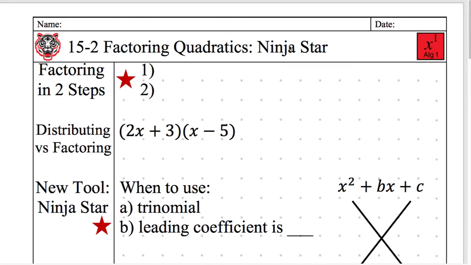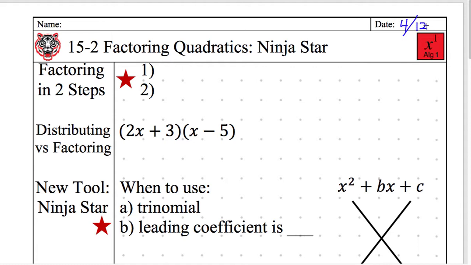All right, we are in Algebra 1, Lesson 15-2. Today is Friday, April 12th. Please write the date down. It is going to be April 12th, 2019. Okay, so I am going to teach you guys a tool. Today's tool is the Ninja Star. It's how you factor most trinomials.